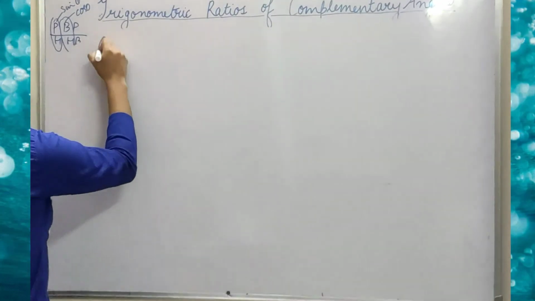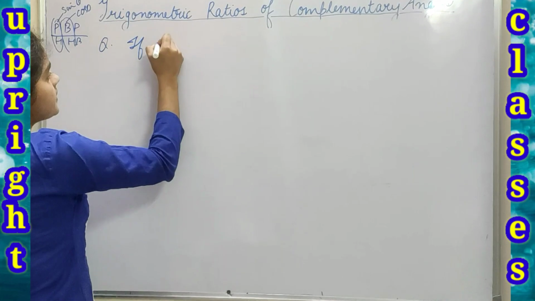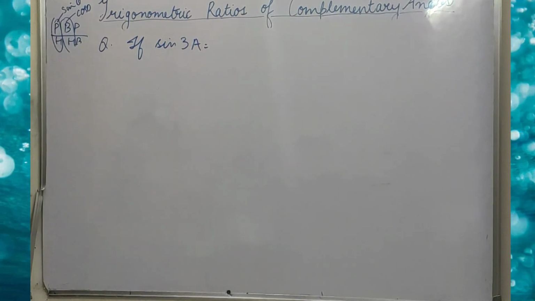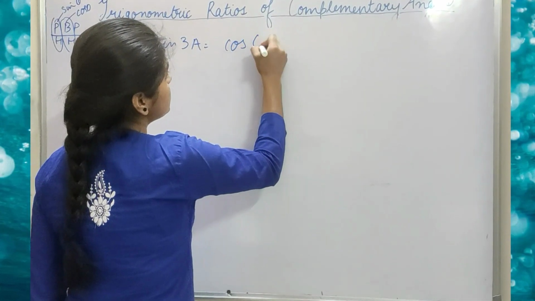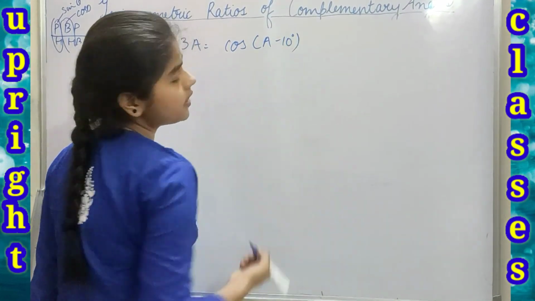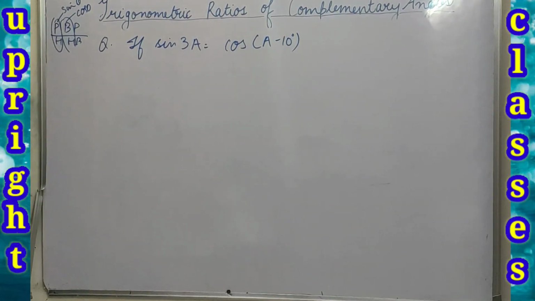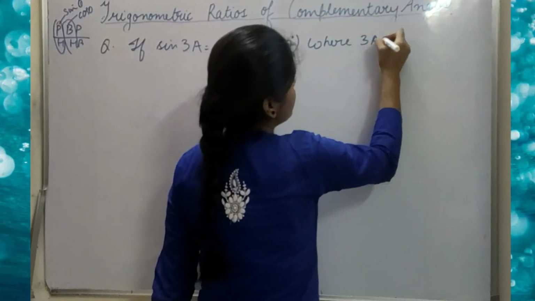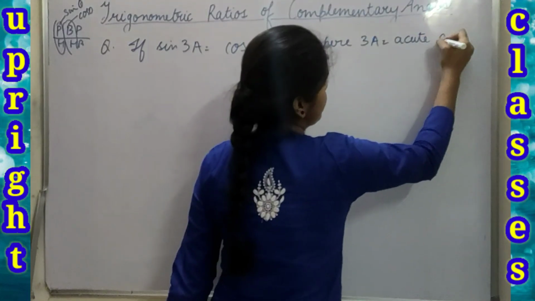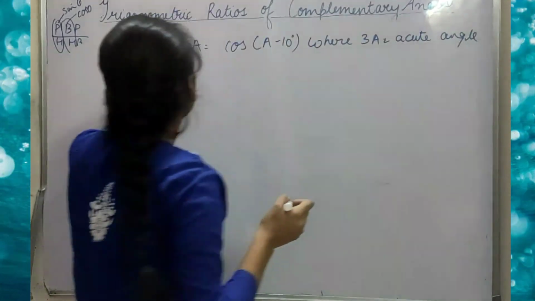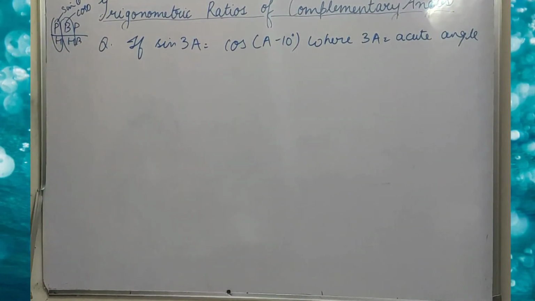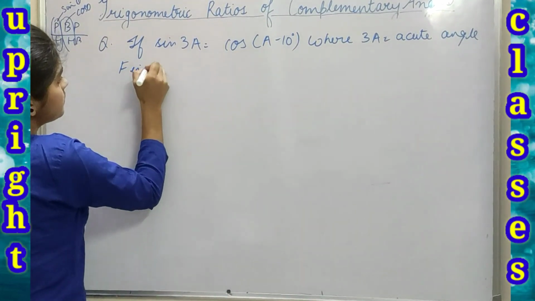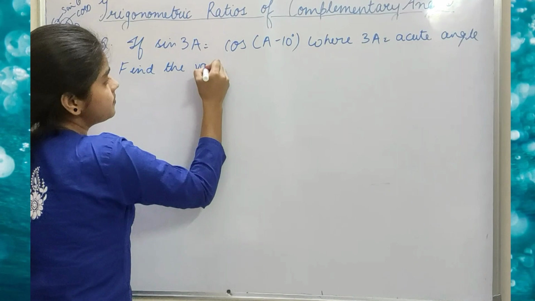Our next question is: if sin 3A is equal to cos (A minus 10 degree), where 3A is an acute angle, you need to find the value of angle A.